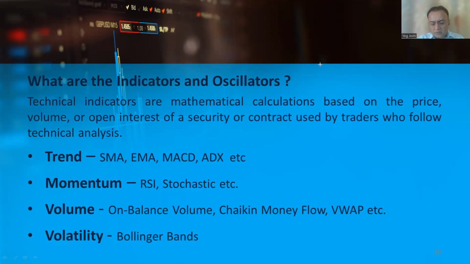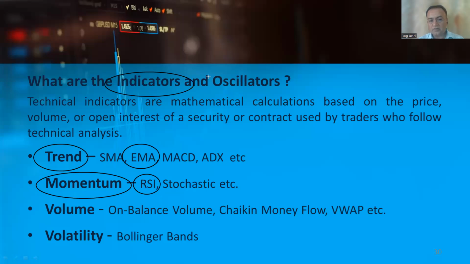And today we are going to discuss the combination of a trend following indicator and a momentum indicator. For the trend following indicator, we select EMA, the exponential moving average, and for the momentum indicator, we are going to select RSI. Now, what is the difference between indicator and oscillator?